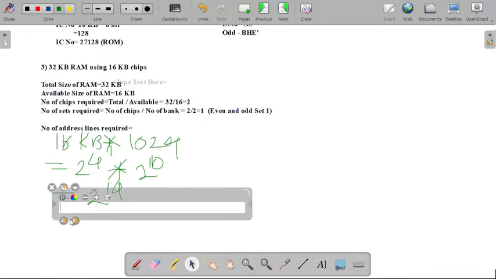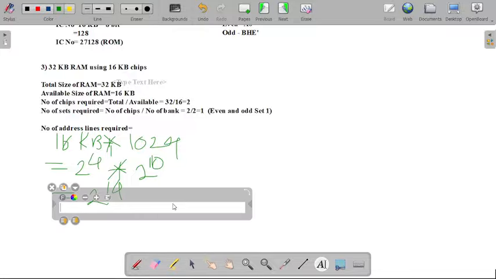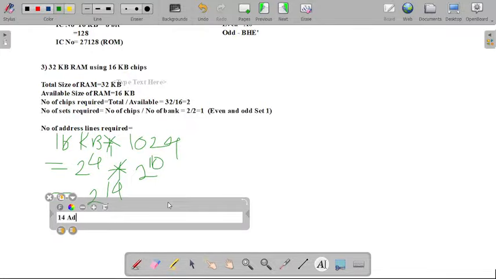So I'm writing here 14 address lines will be required, so that our address lines will be A1 to A14. So these are the address line numbers that we got from our RAM chip.